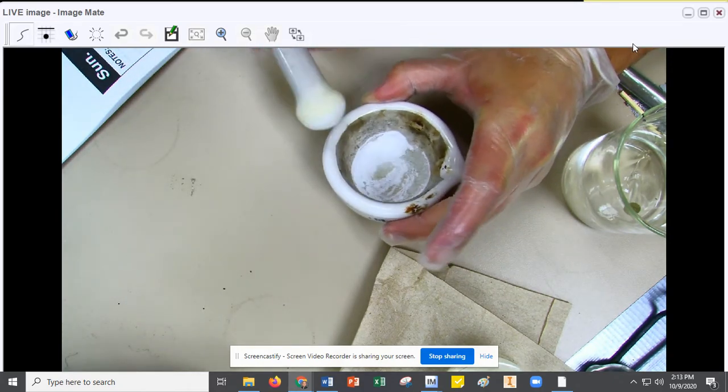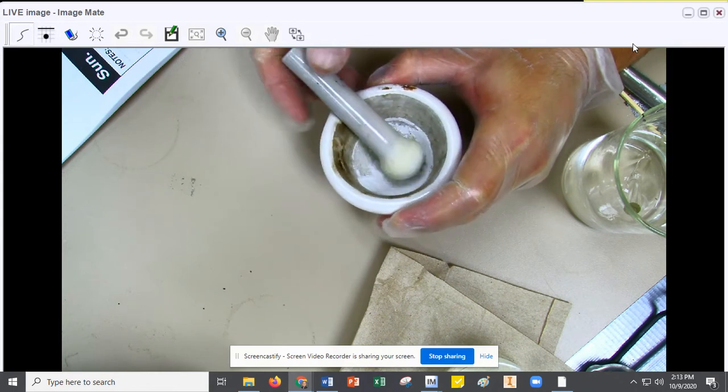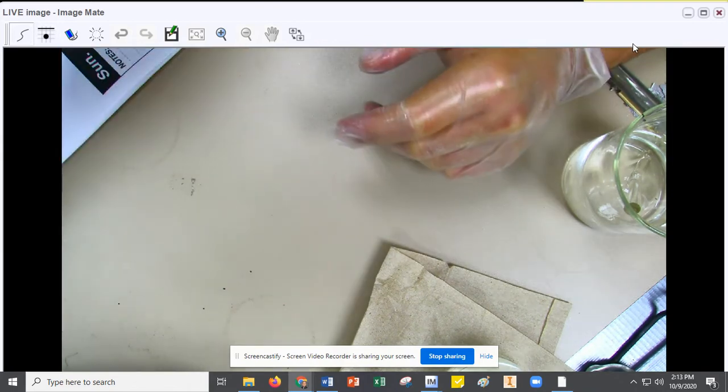Is that a physical change? Is that a chemical change? Pick one and explain your decision.